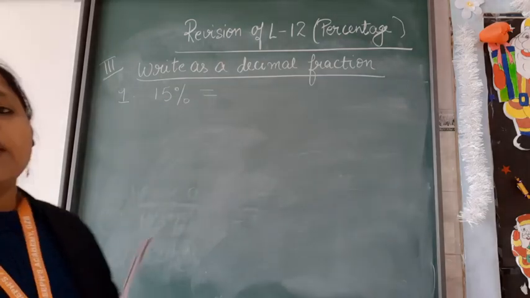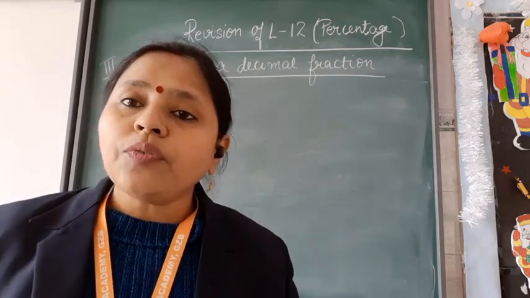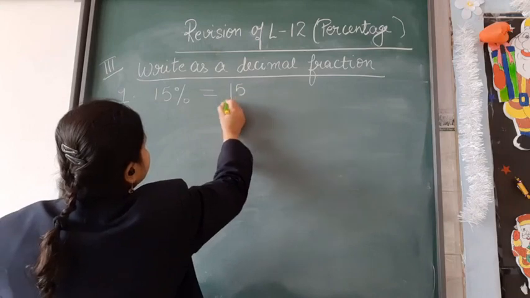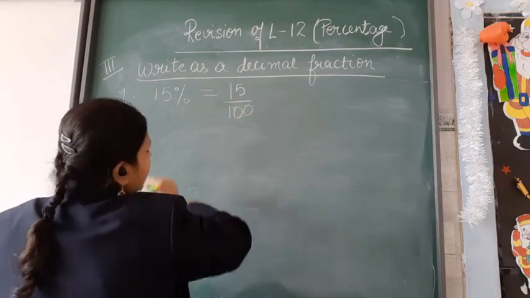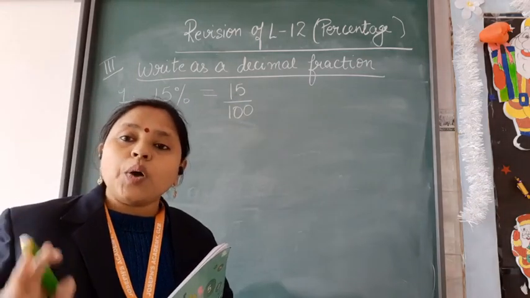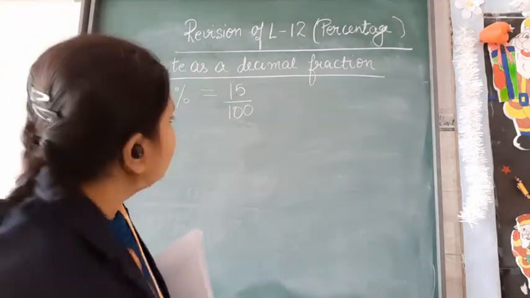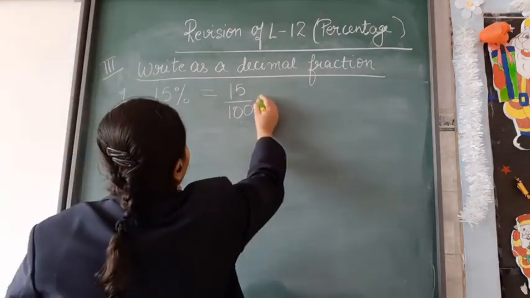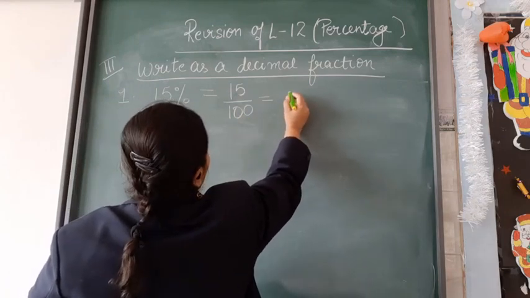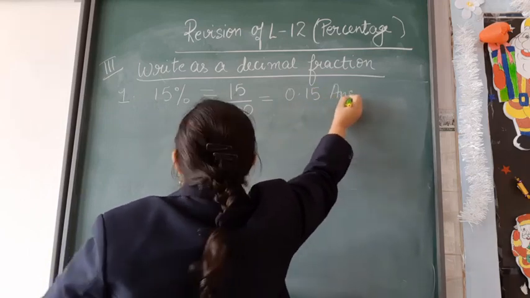Now children, you know that 15%, what is 15%? 15% means 15 out of 100, right? So, you can write 15 out of 100 means 15 divided by 100. Okay, now this is the common fraction. Now you have to change it into decimal fraction. So, how will you change it into decimal fraction? Let us see. Since there are 2 zeros, so there will be 2 decimal places, that is 0.15, and this is our answer.